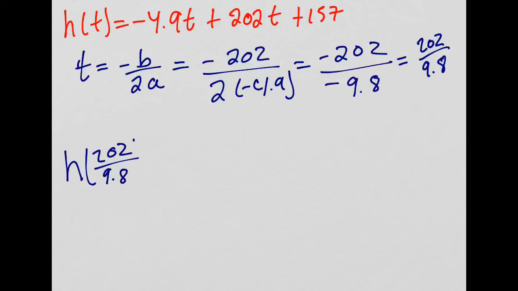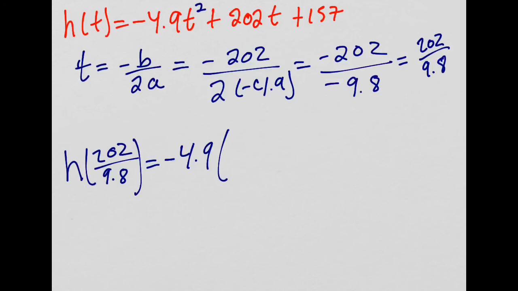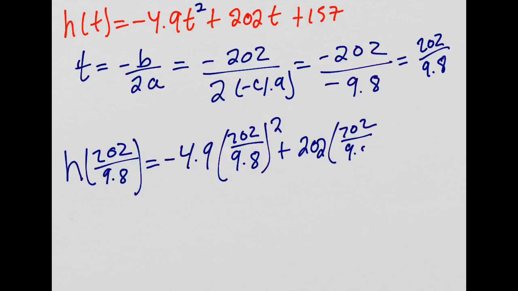Now we're going to substitute into the function. Okay, I think I wrote that wrong. Square. Let's not forget the square. Square plus 202. And I know the numbers are not very nice, but when we're dealing with applications, numbers like this are what are realistic.